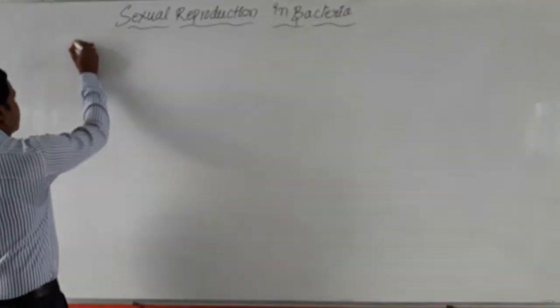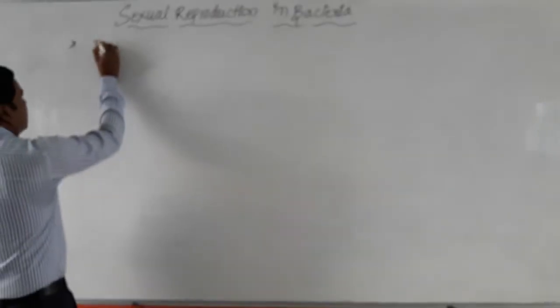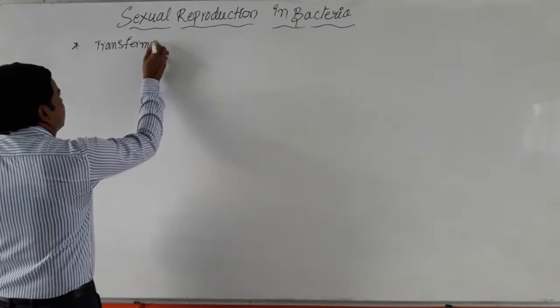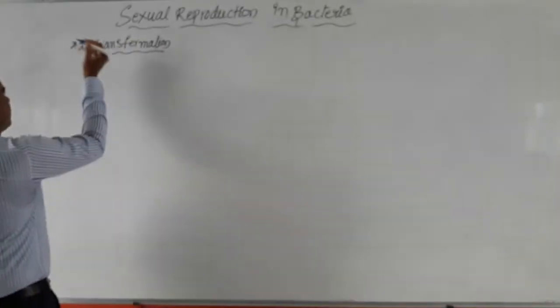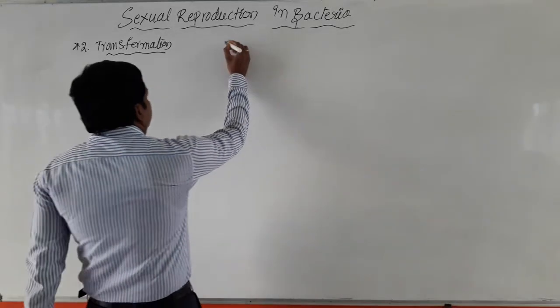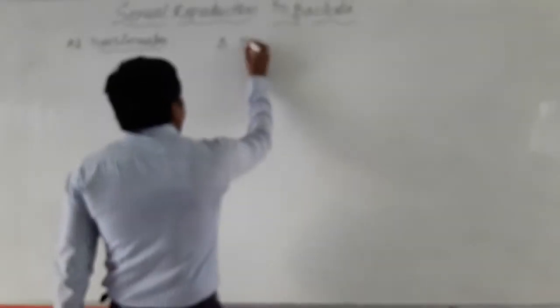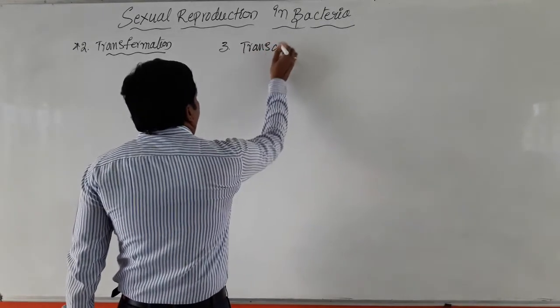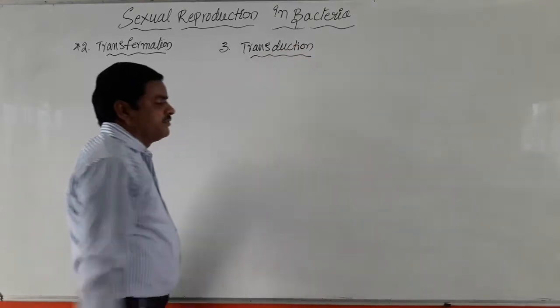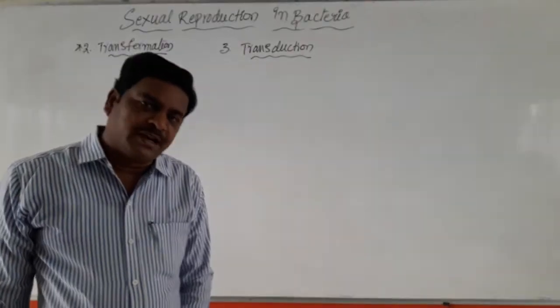Now coming to the second method of reproduction, this is transformation. This is the second type of recombination in bacterial cells. And the third one is transduction. This is the third type of recombination, meaning sexual reproduction in bacteria.